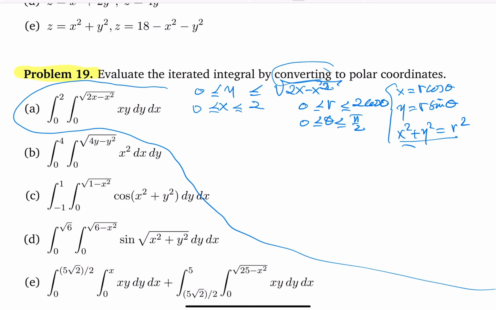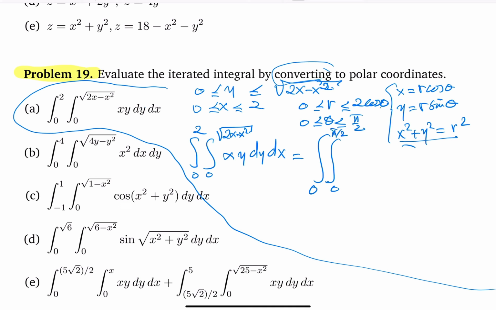Okay, the integration from 0 to 2, 0 to square root of 2x minus x squared of xy dy dx becomes this one. Here r has to come first, because theta has to come last. So r goes from 0 to 2 cosine theta, and x and y are just r cosine theta times r sine theta, and then you have r dr d theta. And now you can keep going.